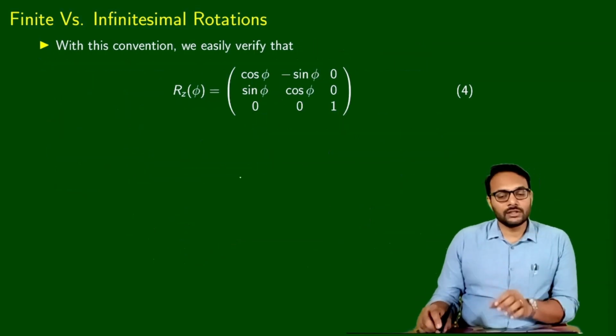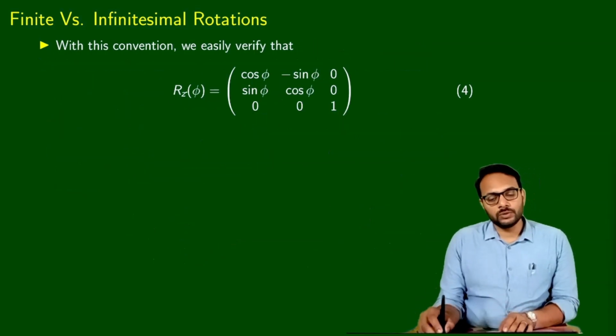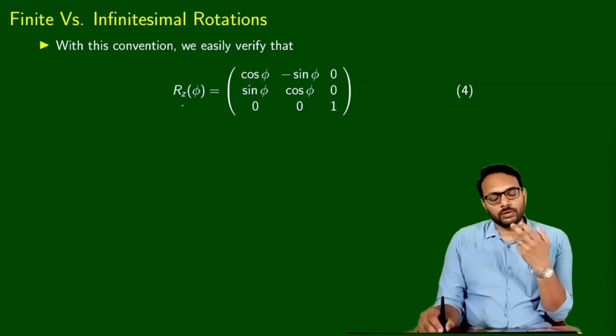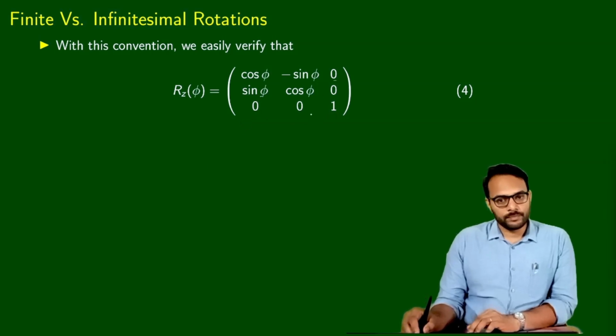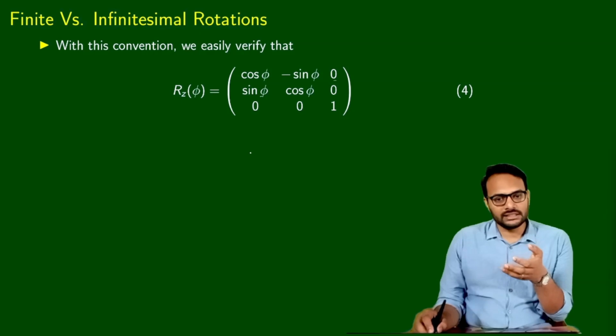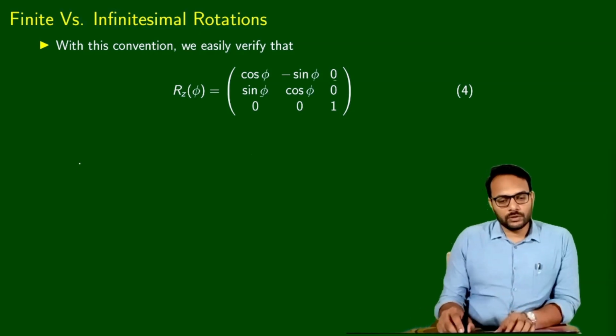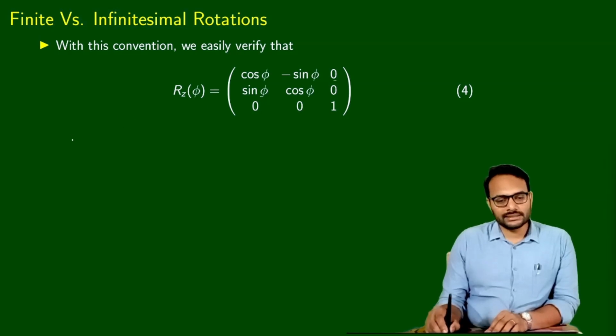Now with this convention, the rotation matrix corresponding to a rotation of the vector, or rotation of the physical system, about the z-axis is given by Rz of phi is equal to cos phi, minus sin phi, 0; sin phi, cos phi, 0; 0, 0, 1. It's easy to derive this rotation matrix. We could look at this example. Let's consider a vector. Let's consider the following rotation. So we are in the xy plane.